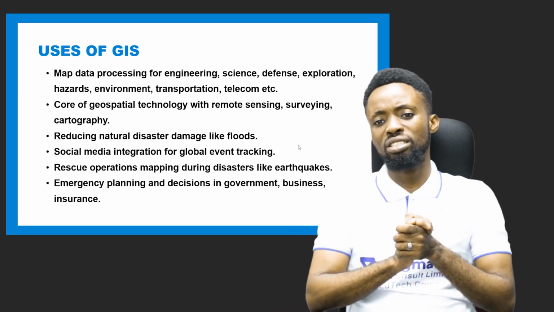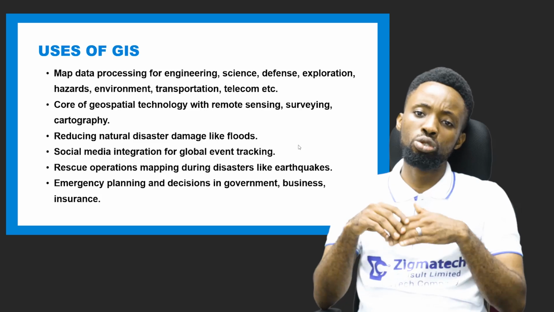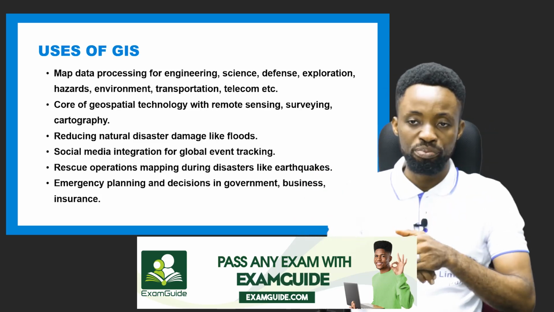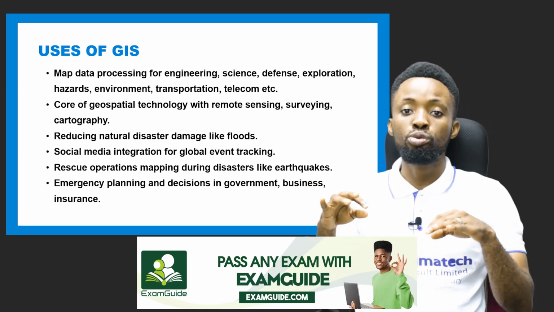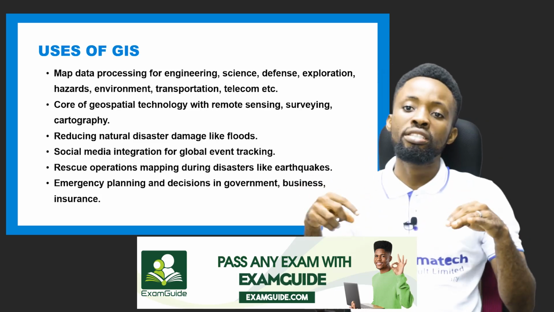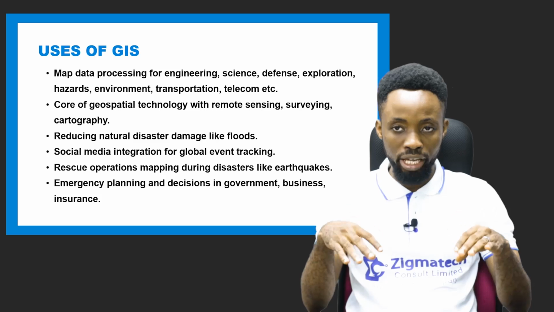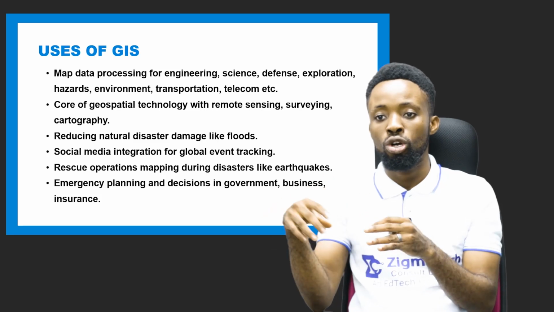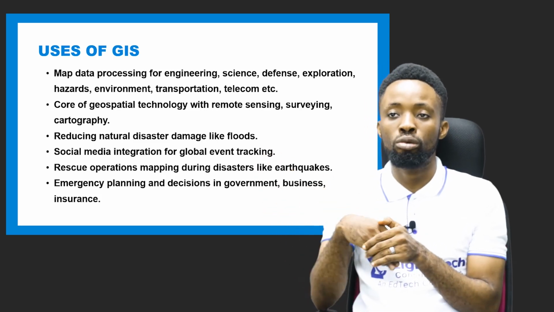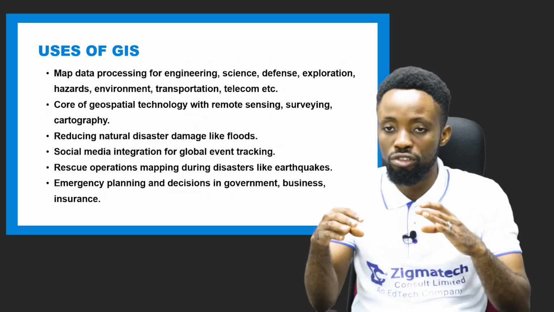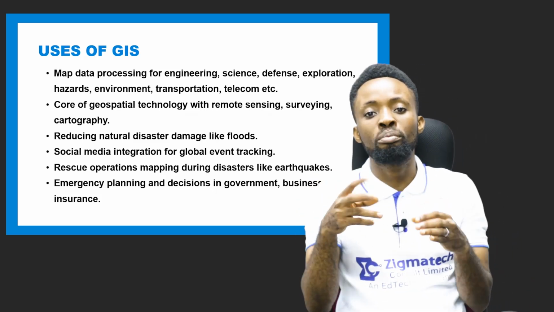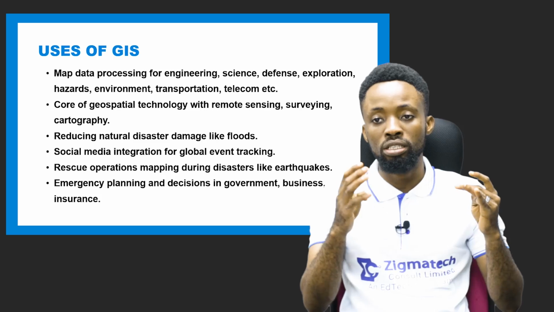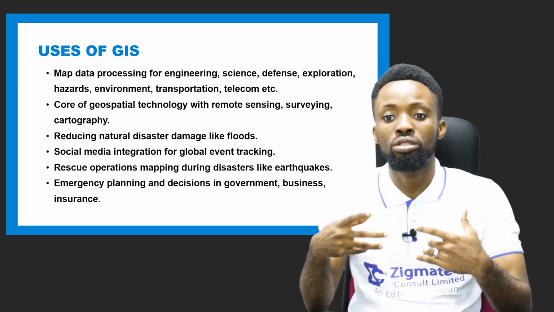And also GIS is actually important in the aspect of social media integration. So you see that your favorite social media platforms like Twitter, YouTube, Facebook, Instagram, and the rest, they actually integrate GIS into their system to help them track the location of users and where they are using the platform from. So with that, they can easily know where you're tweeting from or where you're chatting from, across the surface of the earth. And they also have a database of all their users in terms of name, age, and nationality and the rest. So that's also what GIS does.